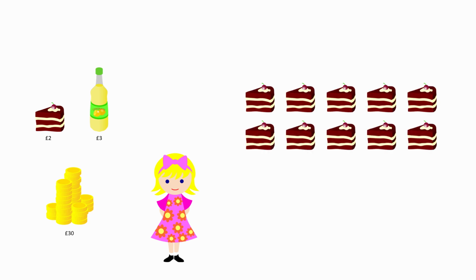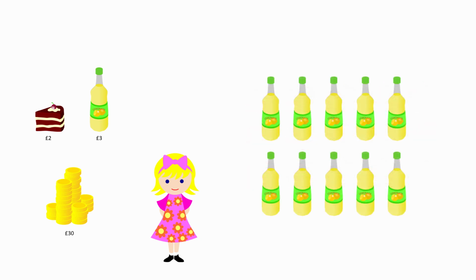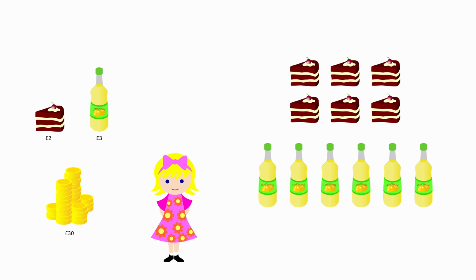Beatrix has worked out that she can afford to buy 15 slices of cake but no lemonade. Or she can buy 10 litres of lemonade but no cake. Ideally, she wants some of each. She reckons that if she buys 3 slices of cake, it will cost £6, leaving £24 for lemonade. That's 8 litres of lemonade. She's also spotted an alternative. She could have 6 slices of cake, which would cost £12, leaving £18 for lemonade, which will buy 6 litres.